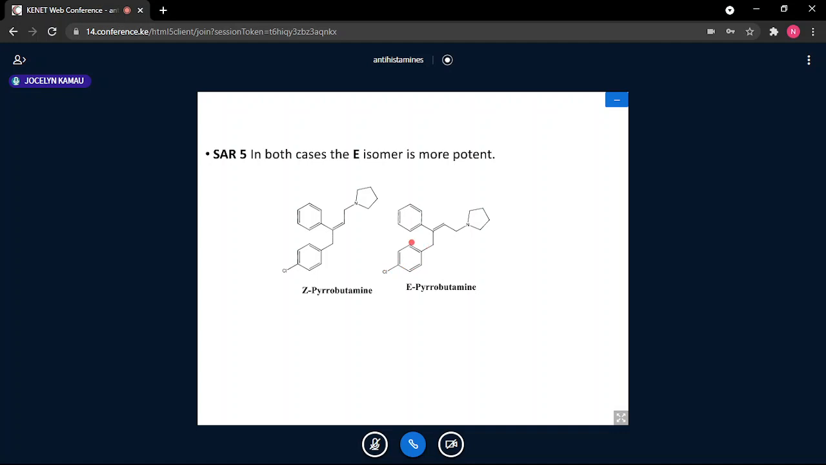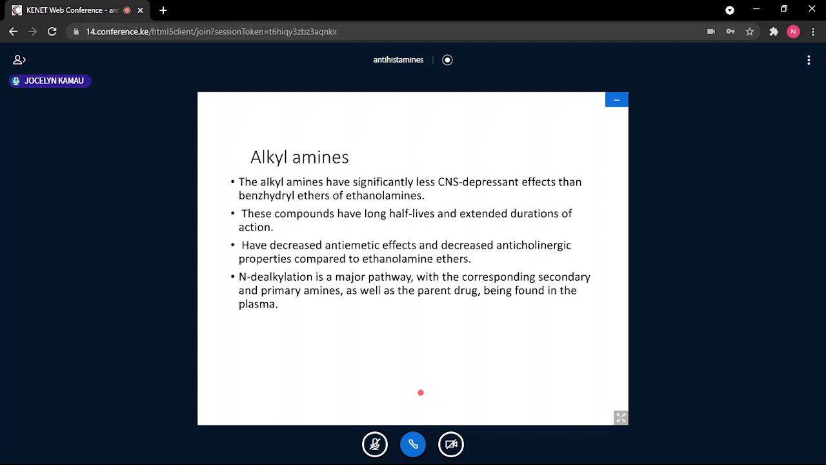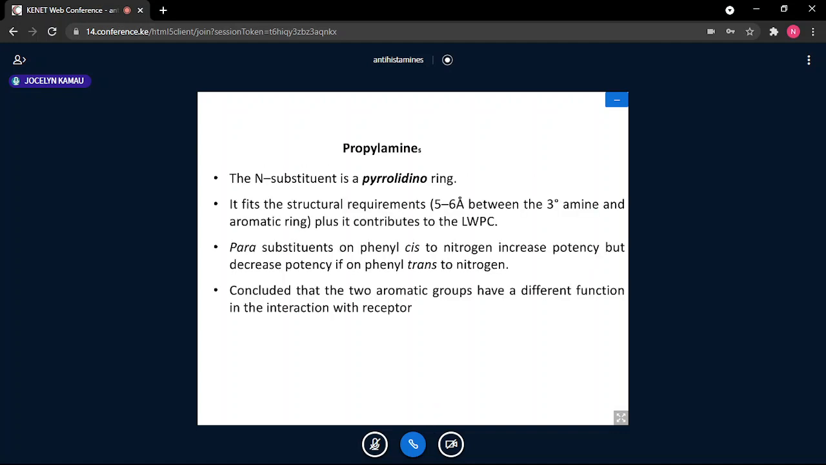So again, para substitution on this phenyl ring, not that phenyl ring, again increases activity. Substitution of the para phenyl ring decreases activity. So you can see it also agrees for both compounds. So that's what that statement is saying. Para substituents on the phenyl cis to the pyridino nitrogen increase potency, but decrease potency even on the phenyl trans to the nitrogen.